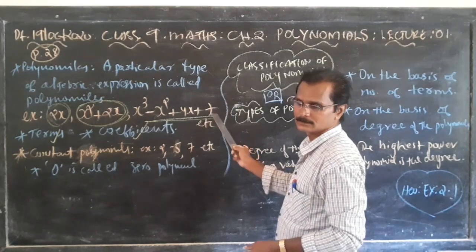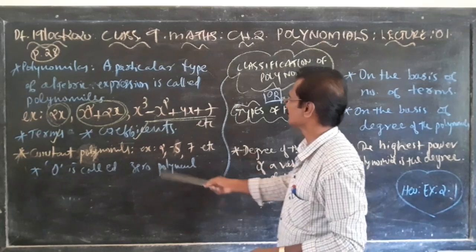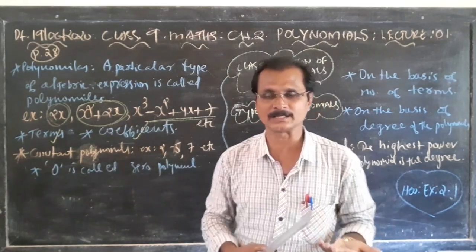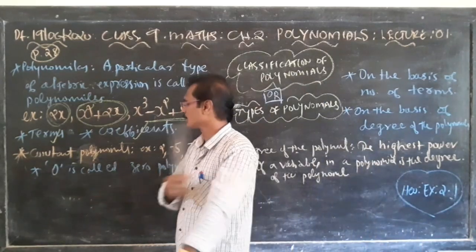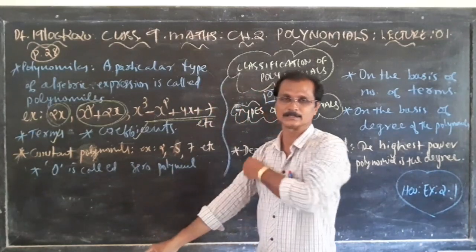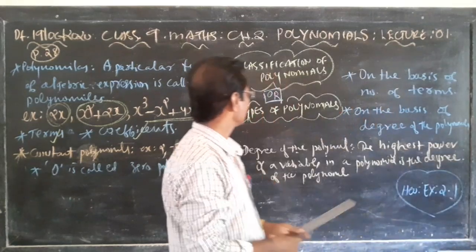In the last one there is a constant number 7. So this 7 is called a constant polynomial. Every time 5, sometimes 5, sometimes minus 5 or 7, these all are called constant polynomials. And 0 also, 0 is also called a zero polynomial.